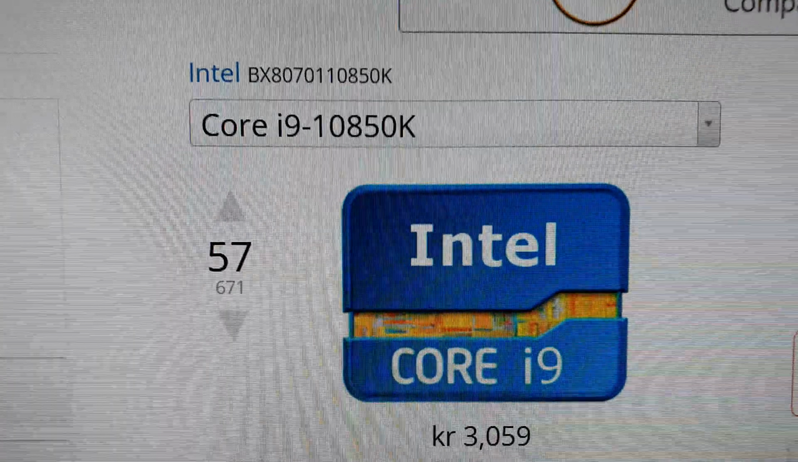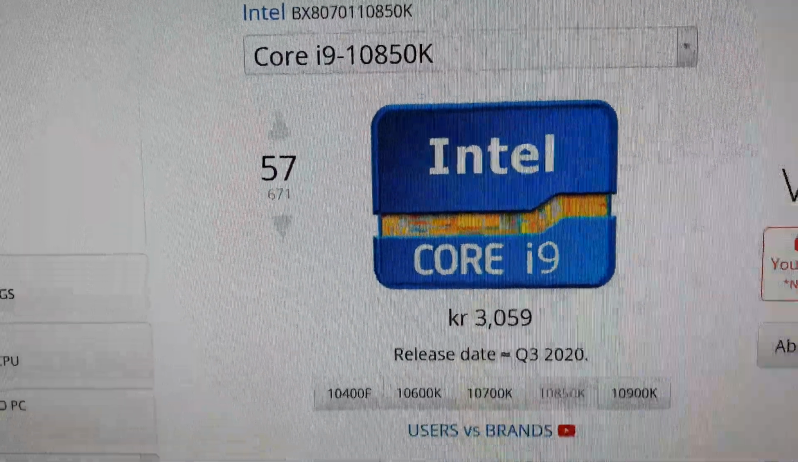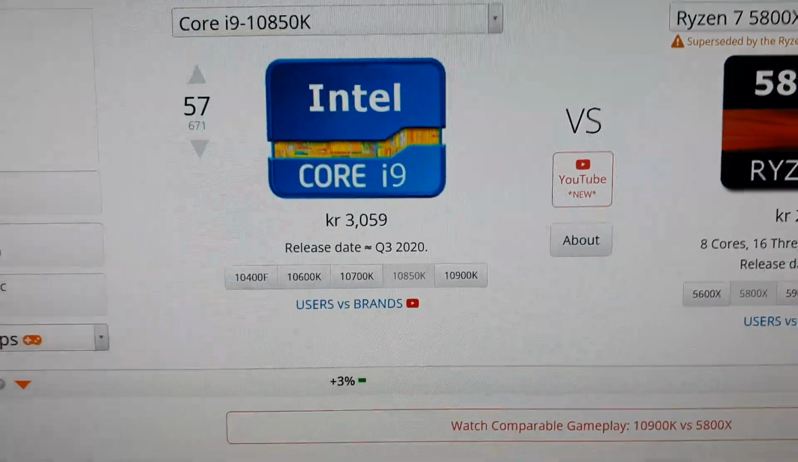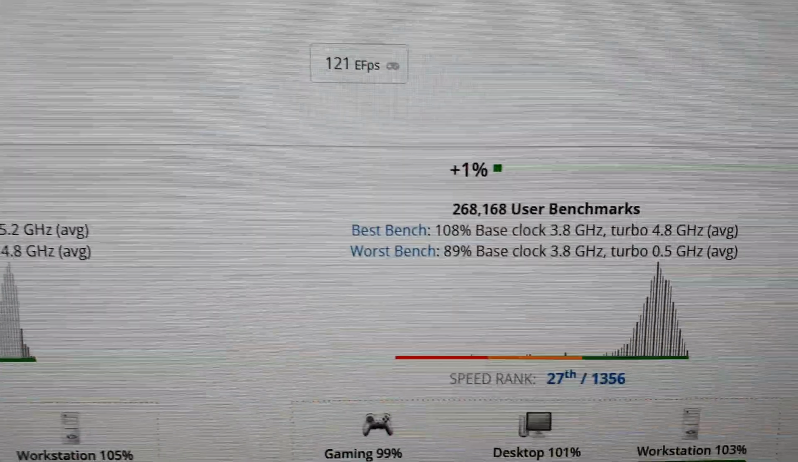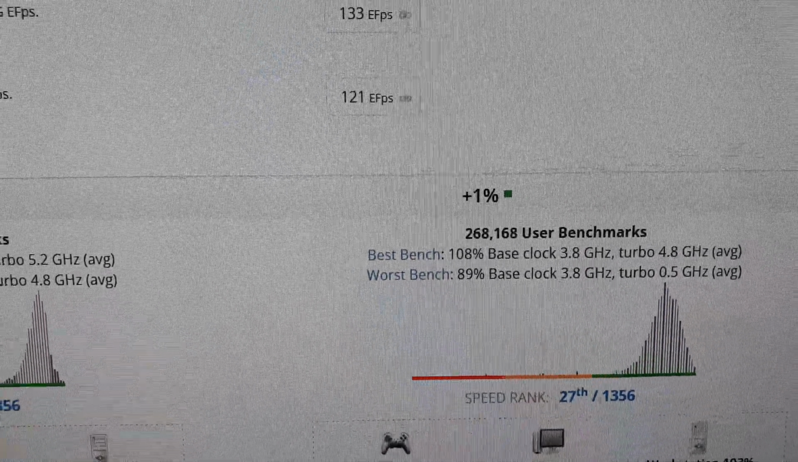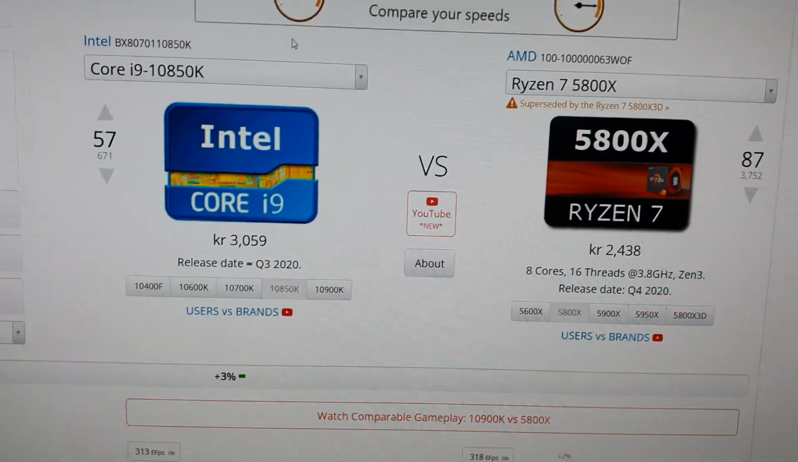And this is the i9-10850K. Also a very good processor. But again, here the Ryzen 7 is 1% faster.